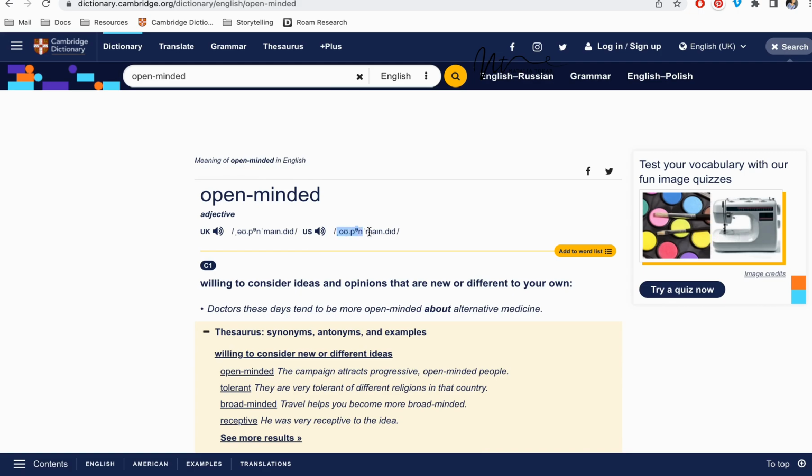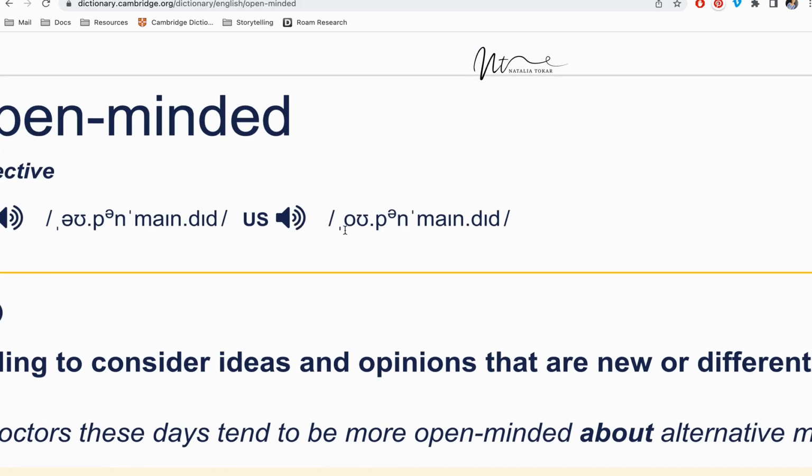It's more difficult. We have two words, open and minded. You see two apostrophes here and there. This apostrophe, the upper one, always shows you the primary stress. It's open-minded. We do stress the word open as well. Open, open-minded. Pay attention to the diphthong here. It's not open, it's open-minded. But this is primary stress. Be careful with long words. You need to know where the primary stress is.